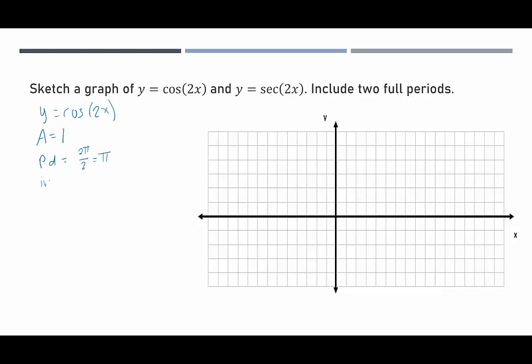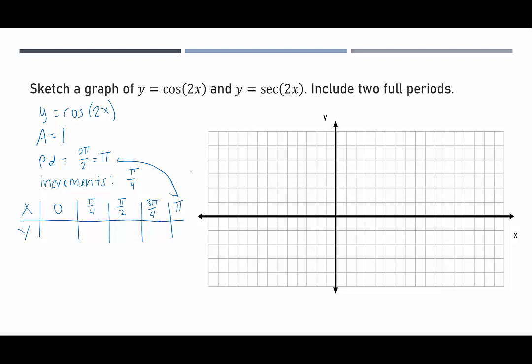Next, what we want to look at are the increments that we're going to use to find some key points here. For the increments, we take the period and divide it by 4. So we're looking at pi over 4 as our increments. And now we might set up some key points. We have x and y, and we're starting at 0. Then we add on pi over 4, so we'll have pi over 4, 2 pi over 4 which is pi over 2, 3 pi over 4 and pi. This should match the period since there's no c value, and it does. Yay!